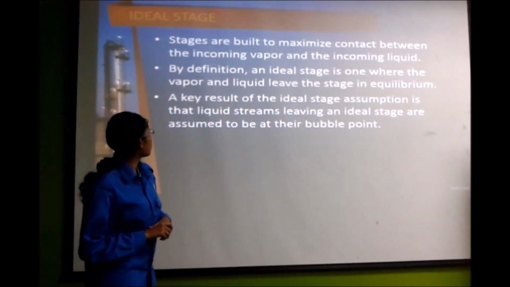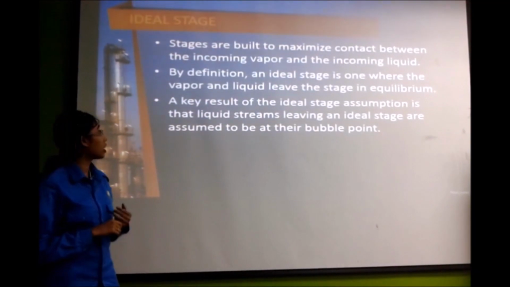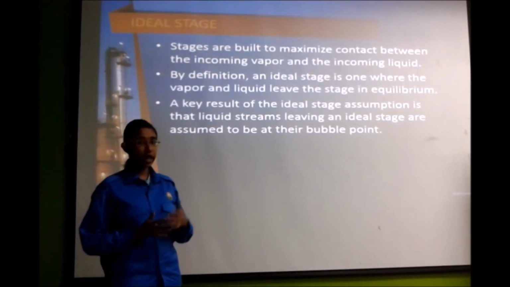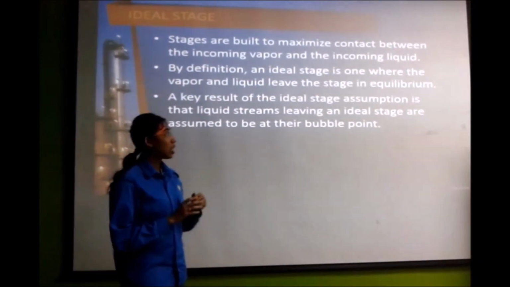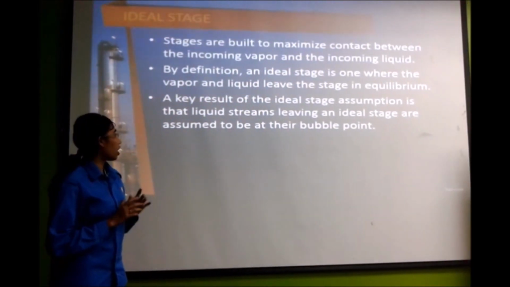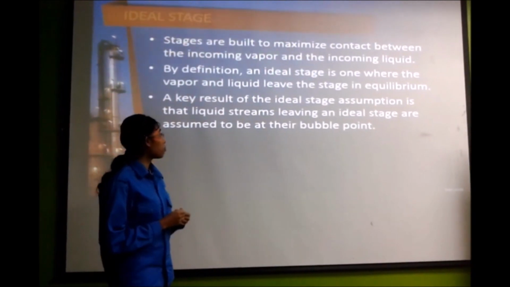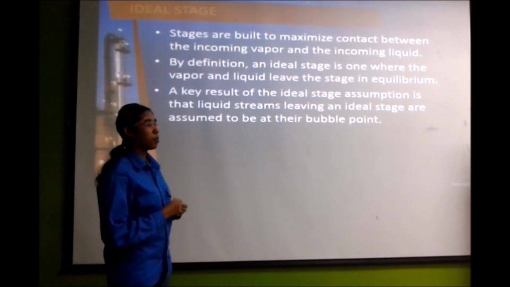Next factor is ideal stage. Stages are built to maximize contact between the incoming vapor and the incoming liquid. By definition, an ideal stage is one where the vapor and liquid reach the stage in equilibrium state. A key result of the ideal stage assumption is that the liquid stream leaving the ideal stage is assumed to be at its bubble point.